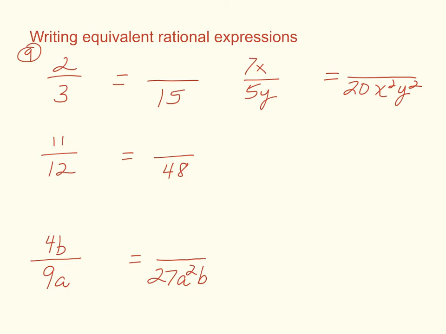Now look at this one. First example here. I want to write 2/3, but I want to write it with a denominator of 15. So I want to change it. I'm building up. We're doing basically the opposite of reducing fractions. We're kind of building them up. So I want to write a fraction that's equivalent to 2/3, but has a 15 as its denominator.